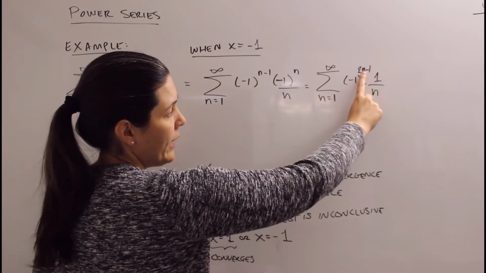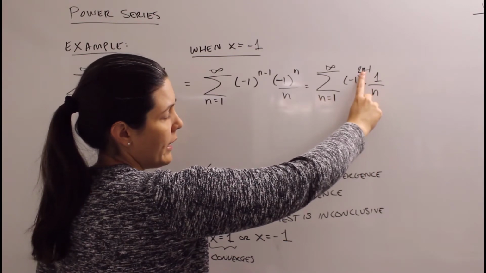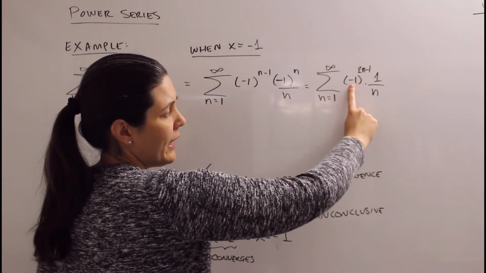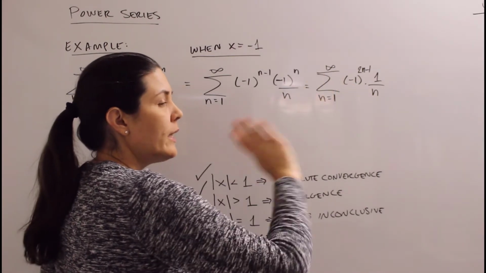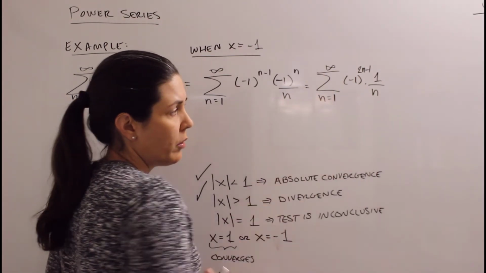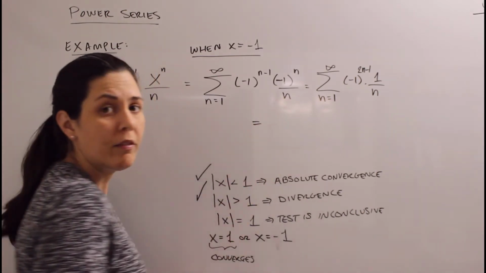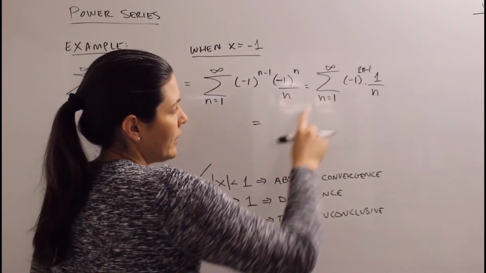Okay, no matter what n is, you can plug in any n you want. This is odd, and -1 to the odd power is negative every time. The other way to see this is to just start putting some terms out, and let me show you that way if that makes more sense. Let's just pick a few.